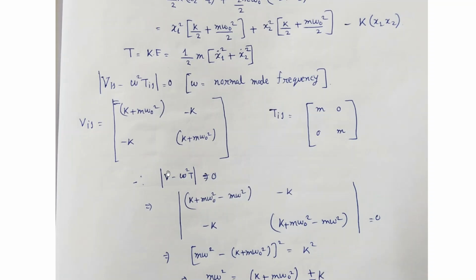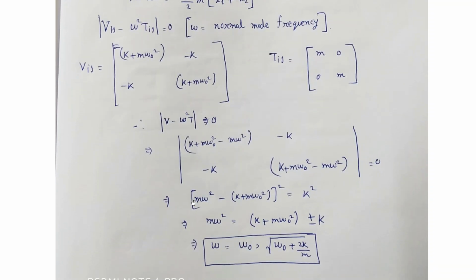So you can simply do this determinant calculation, and doing a little bit of algebra, you can finally find that one omega is omega naught as it is given in the question, and the other omega is root under omega naught square plus 2k by m. Sorry, I missed the options, but this is the right option, root under omega naught square plus 2k by m will be the other correct option.